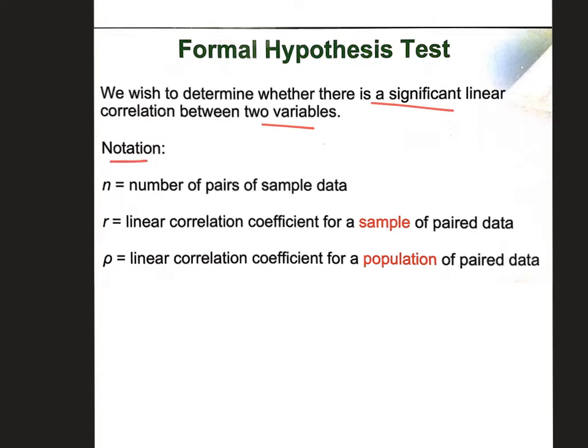So our notation is the same as yesterday. N is how many pairs of sample data we have. R is the linear correlation coefficient for the sample. Rho is the linear correlation coefficient for the population of paired data. That's the same as it was yesterday.